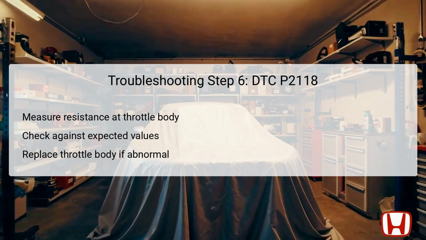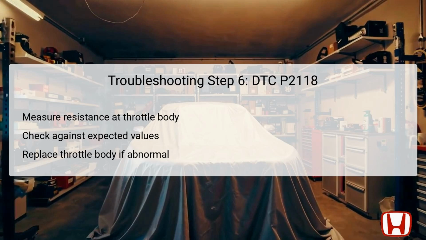During the sixth step of the troubleshooting procedure, the technician must measure the resistance between two test points at the throttle body side, ensuring accurate assessment of the throttle's internal circuit. This occurs after removing the jumper wire used in the prior step.